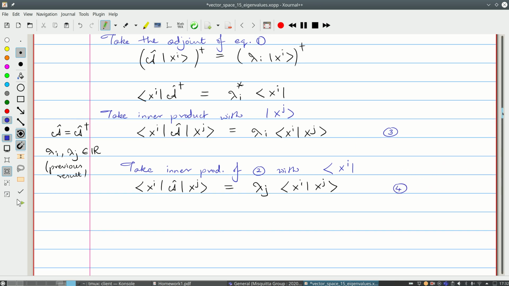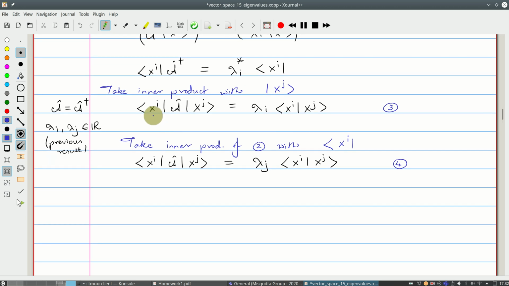And comparing 3 and 4, we see that the left-hand sides are the same. So from 3 and 4, we must have the right-hand sides being the same, because the left-hand sides are the same. So we have lambda i xi inner product with xj is equal to lambda j xi inner product with xj. And now we can bring them to the same side.